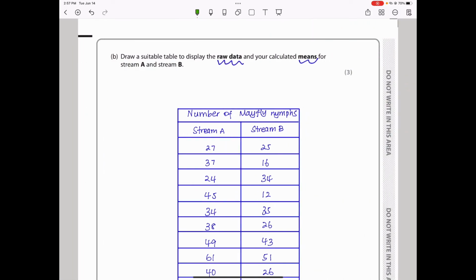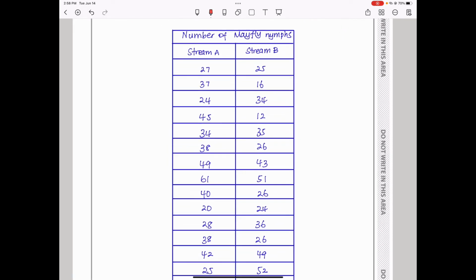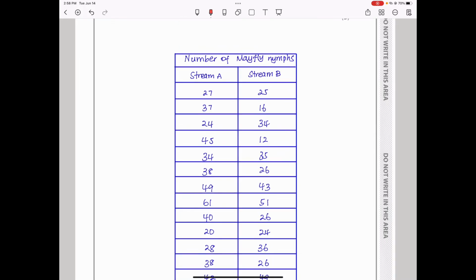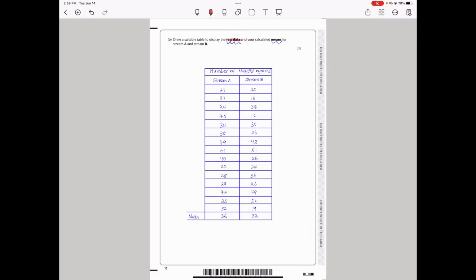So here they say, draw a suitable table to display the raw data. If they say raw data, it means show it the way it has been presented, and your calculated means for stream A and stream B. So this is my table. As you can see, let me try to make it smaller so that you can see all of it in one slide. Okay, like that.